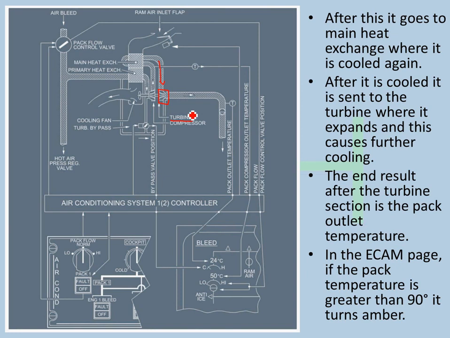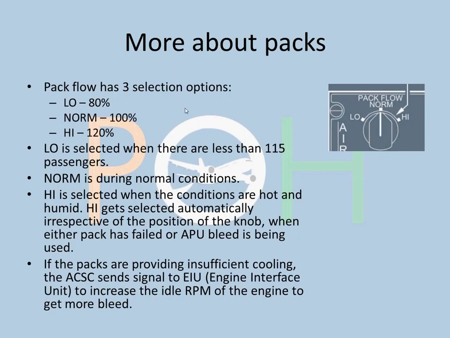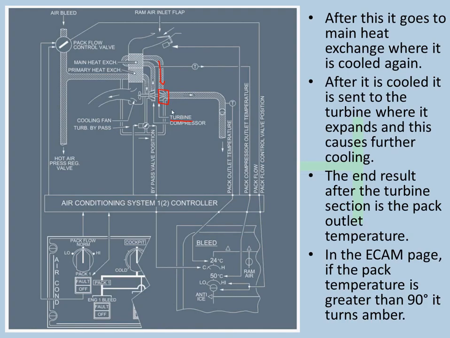It expands and this cools it further. So whatever air we get out here is your pack outlet temperature. That also has a limitation, and that is 90 degrees centigrade, as you can see here. The temperature is measured here. You can see this T here, and this is your pack outlet temperature.